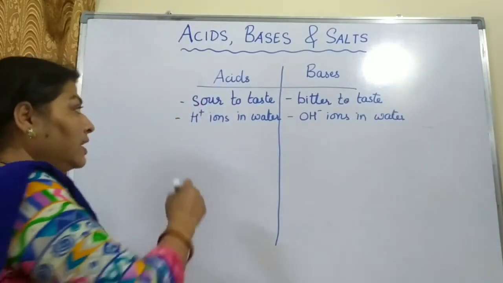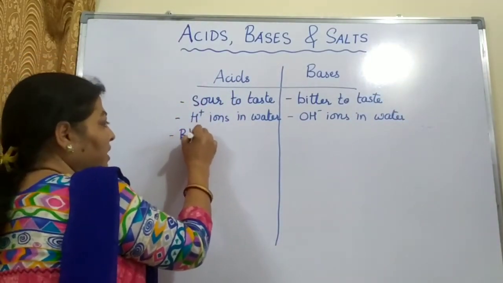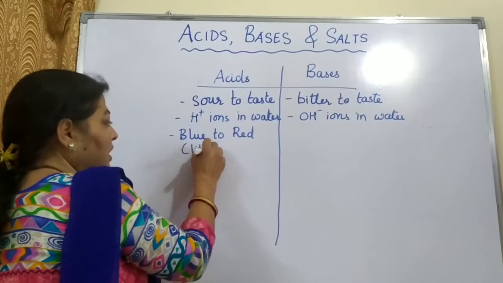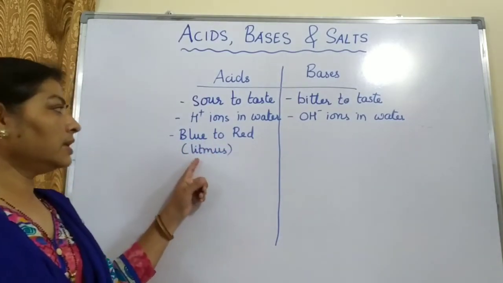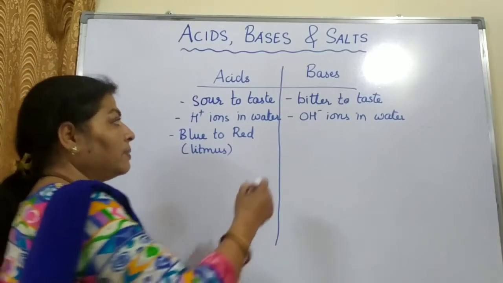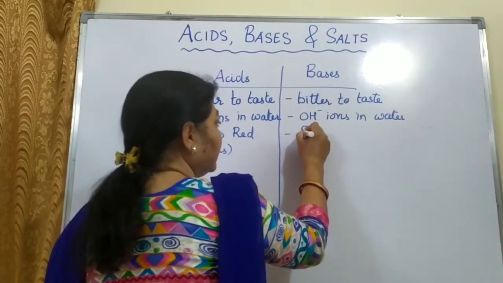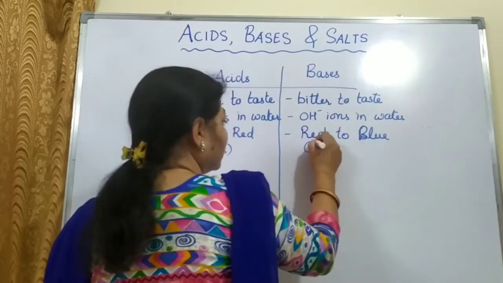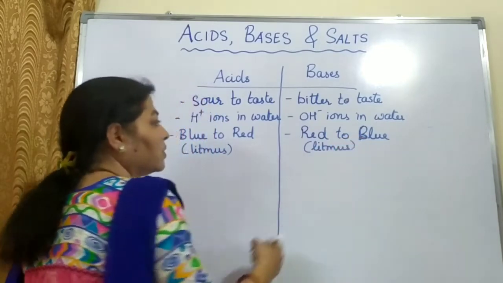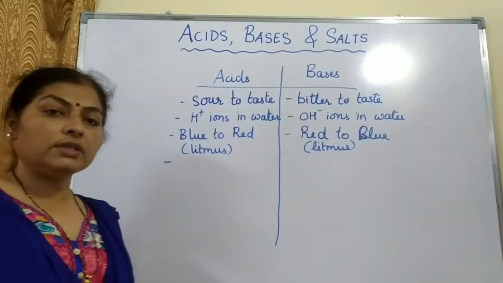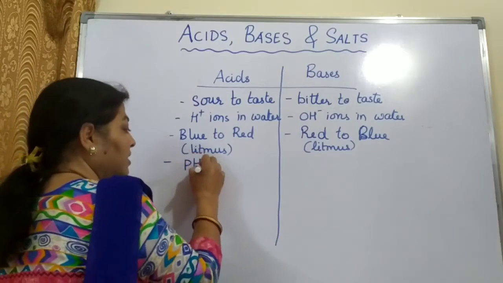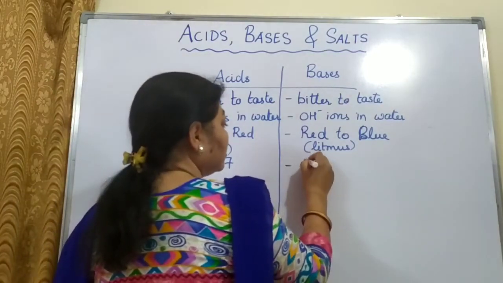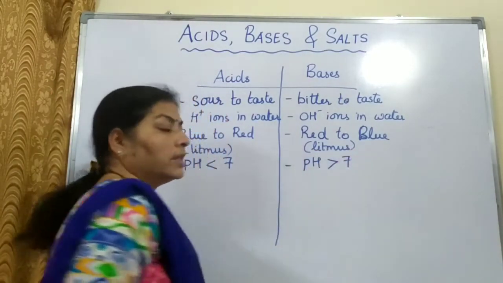Another concept of acid we had studied is that it changes blue litmus to red. Acid is a substance which changes blue litmus paper to red litmus paper. Bases change red litmus paper to blue. Then we have also studied that acids have pH less than 7. About pH we are going to study in detail in this chapter. And bases are those which have a pH value more than 7.